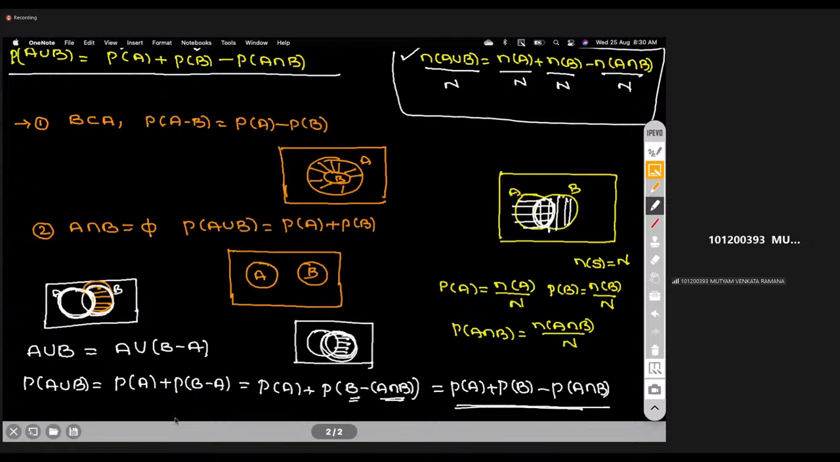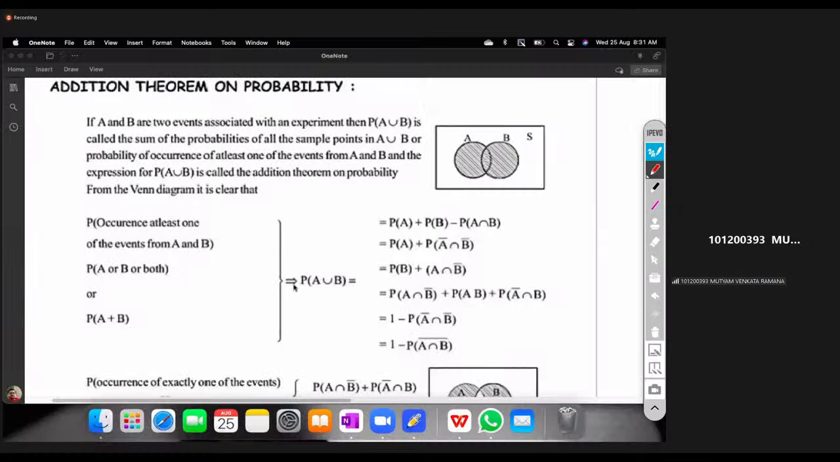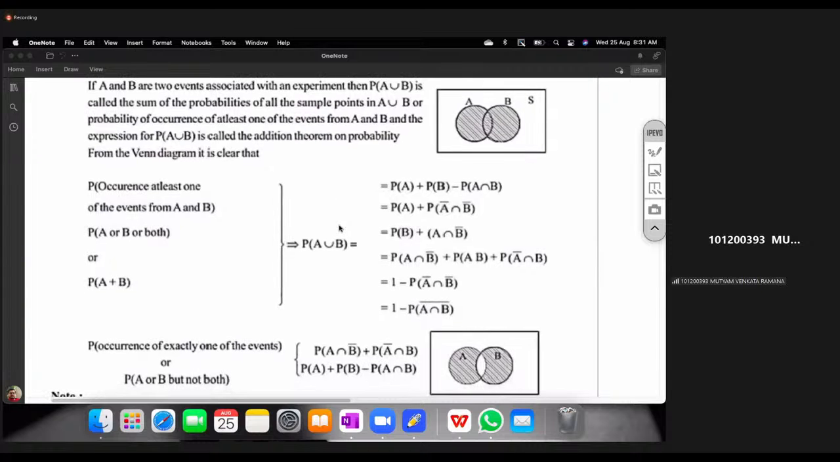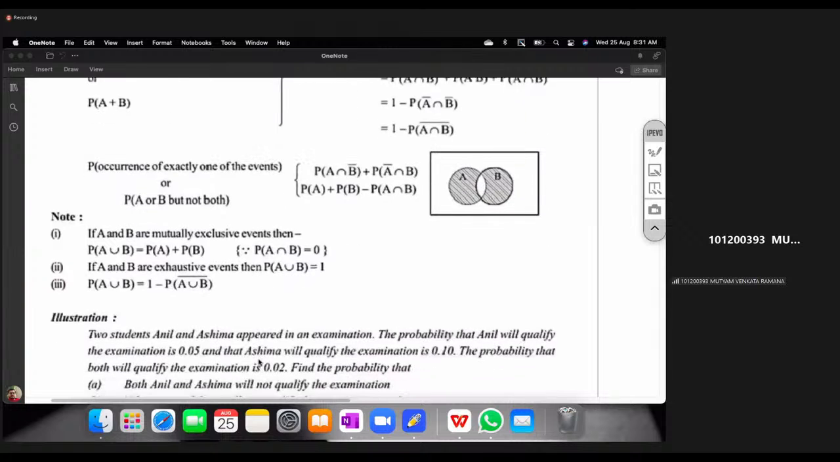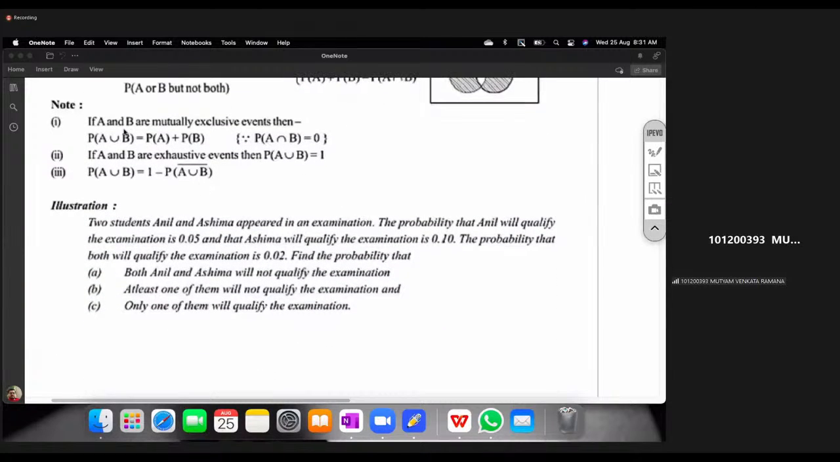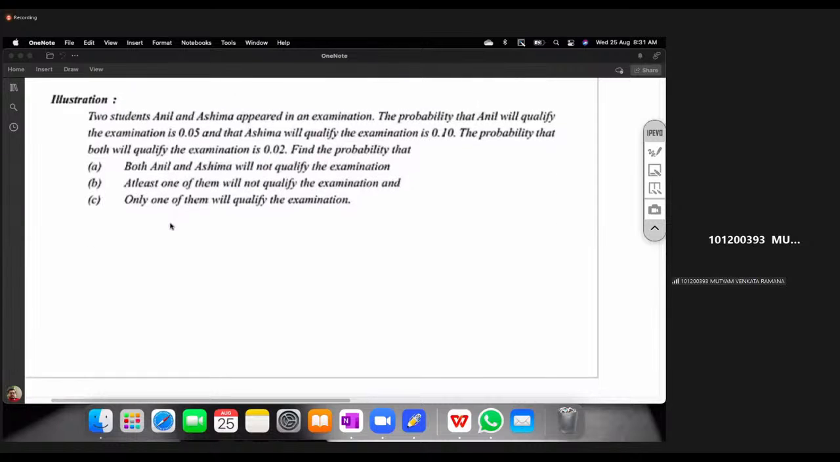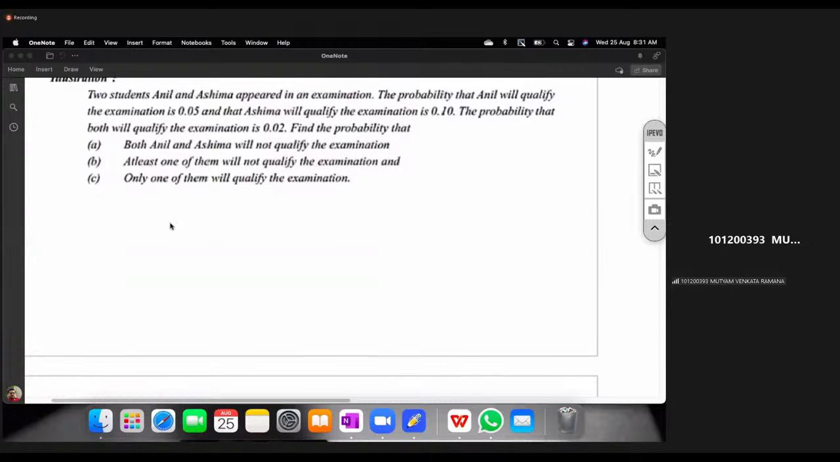Shall I go to the next page? Right. So this is the addition theorem of probability. You need to be perfect with your set theory. If A union B is mutually exclusive, meaning A intersection B is 0, then you'll be getting this. P of A union B is equal to 1 minus this one. Okay.